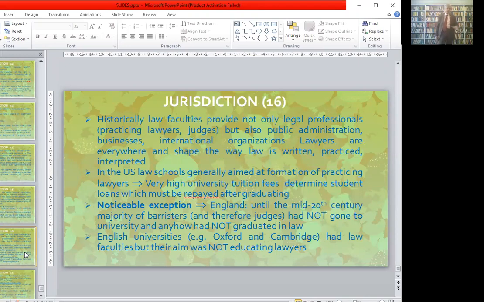Now, in the continental legal system, historically, law faculties provide not only legal professionals, that is, practicing lawyers and judges, which are the typical result of a law faculty, but they have also always provided personnel for public administration, businesses, and international organizations. So it is a multi-functional approach. Statistics tell us that in Italy in 2020, out of 100 law graduates, only 15–20% will actually go towards the traditional legal professions: practicing lawyer, judge, or notary. The rest will do something different, and they've always done something different.